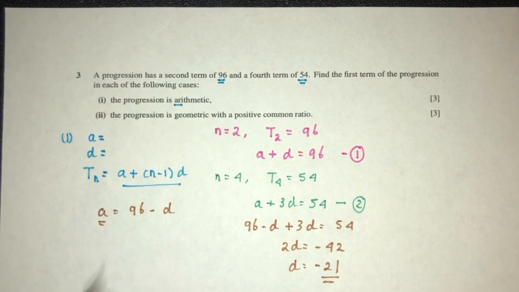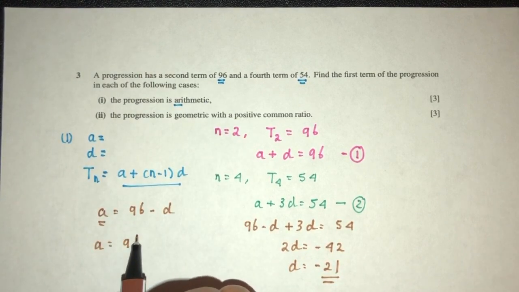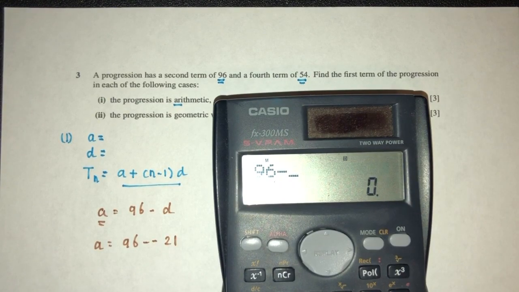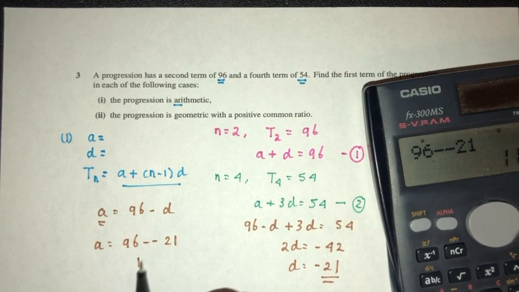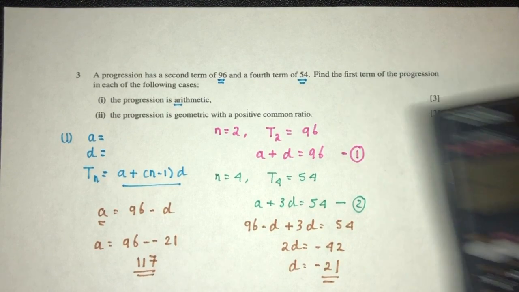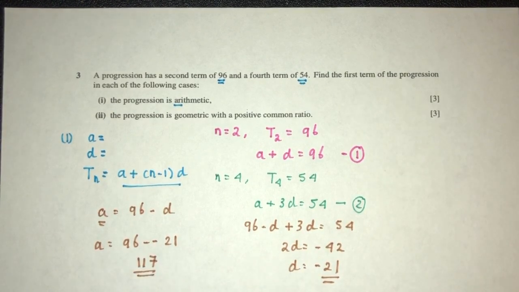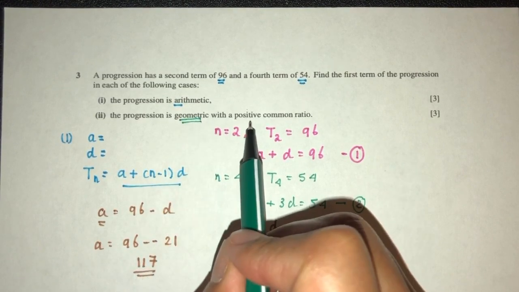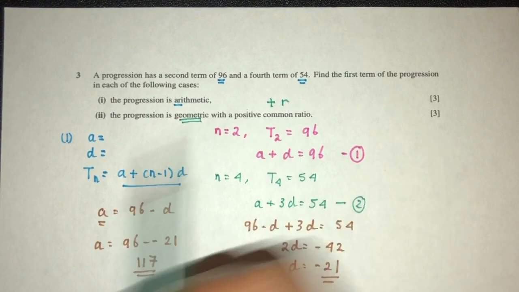So we'll get back here to find the value of a. A will be 96 minus minus 21. That should be 117. Okay, so that will be my value of a. First one is 117.